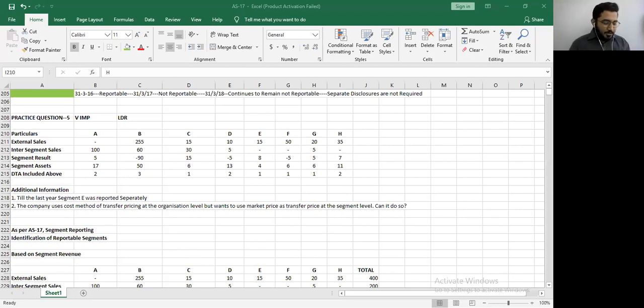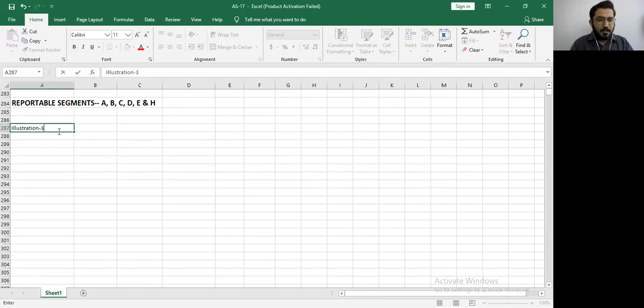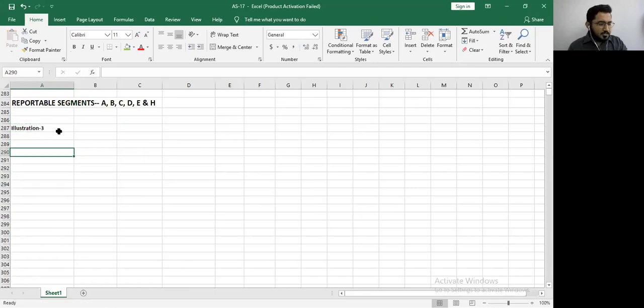Okay, let's proceed. Since you're clear with this, I am sending you two questions on your official group. I am sending you two images on your group. Look at those images. I have sent you two questions on your official group. Let's begin with illustration number 3. Then we go to illustration number 2. Okay, illustration number 3. I'm reading the question for you.